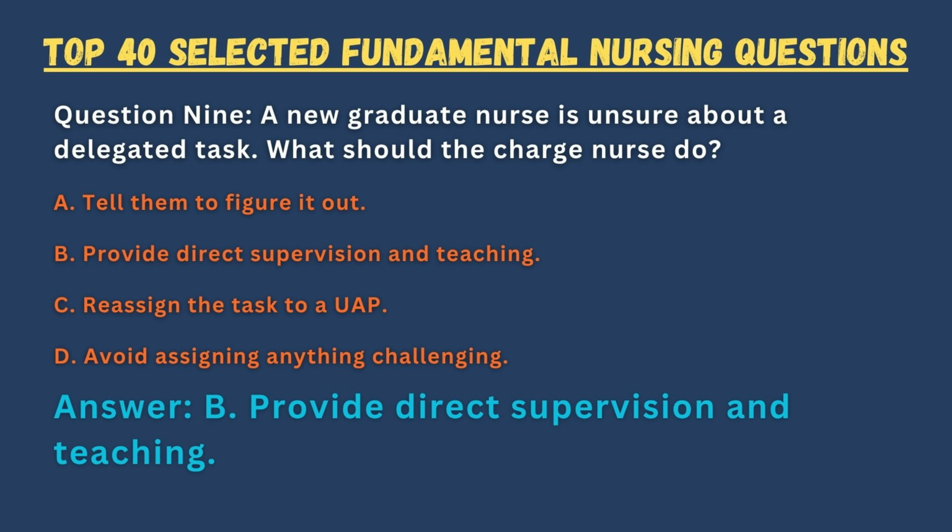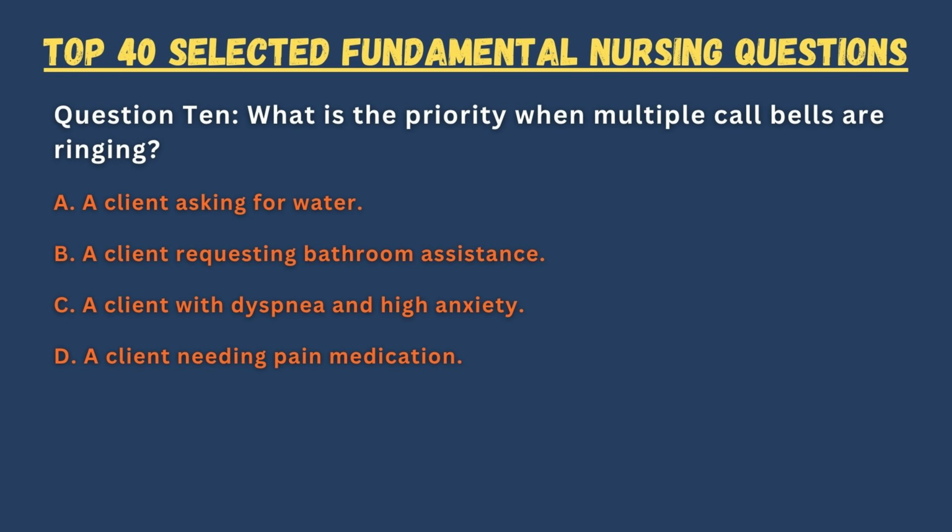Answer. B. Provide direct supervision and teaching. Question 10. What is the priority when multiple call bells are ringing? A. A client asking for water. B. A client requesting bathroom assistance. C. A client with dyspnea and high anxiety. D. A client needing pain medication.